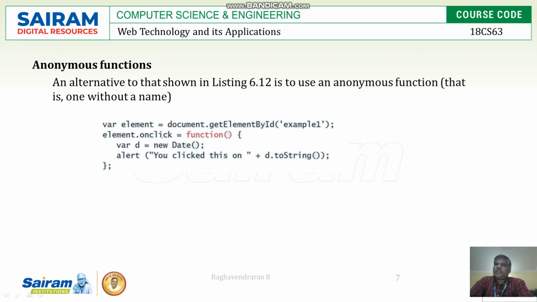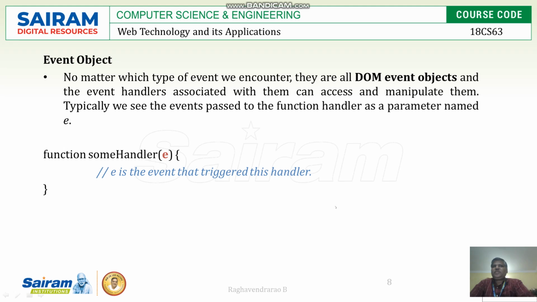But the element has been taken, so get element by ID is used, and the variable has to be declared. Then event objects. Event objects are something that should happen, meaning what you should do. The handler should be there for that, right? No matter which type of event it encounters, they are all DOM event objects. The event handlers associated with them can access and manipulate that. So how are we going to make those things, the functions?